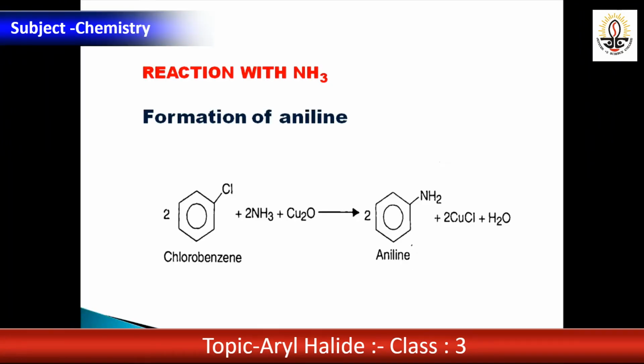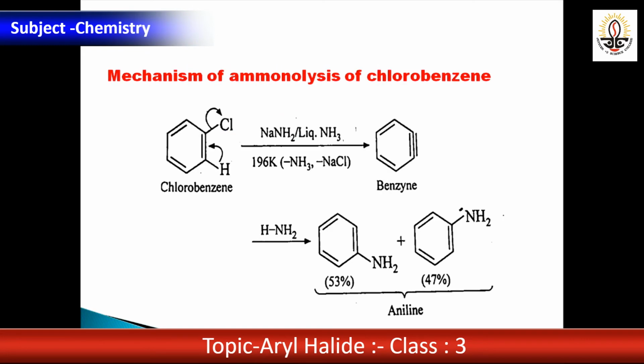Next come to the mechanism of ammonolysis of chlorobenzene. The mechanism of ammonolysis of chlorobenzene proceeds through the benzyne mechanism. Benzyne means a triple bond is there. So look at the mechanism. First is chlorobenzene. When chlorobenzene reacts with sodamide, HCl is removed as a by-product. After HCl is removed, a new triple bond is formed, which is known as benzyne.